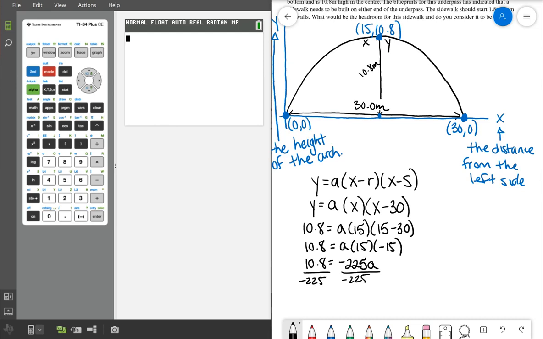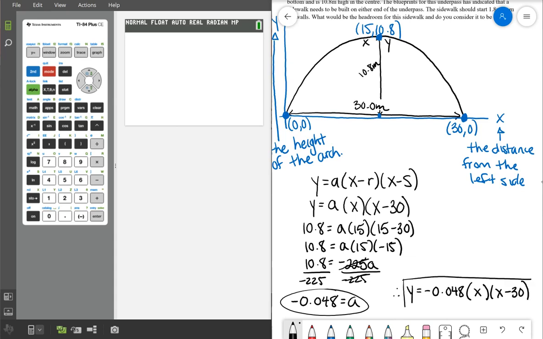The left side will become negative 0.048. And the right side, those will cancel, and I'm left with just my a value. So in general, therefore, my full equation is going to be y equals negative 0.048, and my factors, which were x and x minus 30. Now we can actually put this into a calculator.